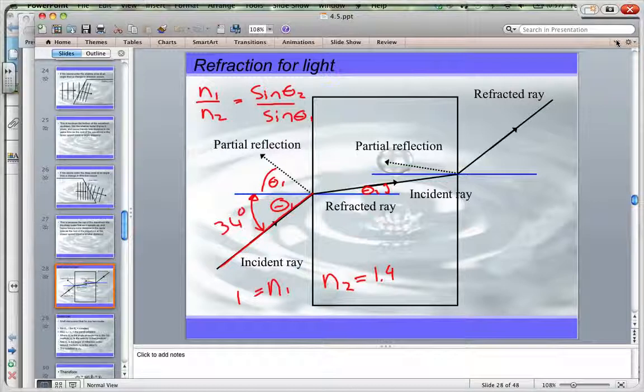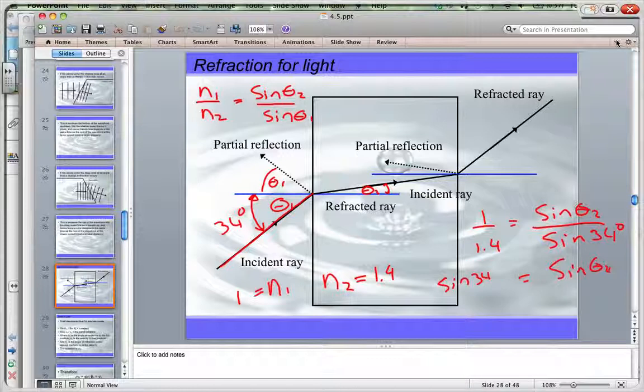Alright? So to work out theta 2, we're going to get 1 over 1.4 is equal to the sine of theta 2, which is what we're trying to work out, the refracted ray, divided by the sine of 34 degrees. And so it's a very simple calculation. The sine of theta 2 is equal to the sine of 34 degrees times 1 over 1.4. Can somebody just calculate that for me, please? Anybody got a calculator handy?